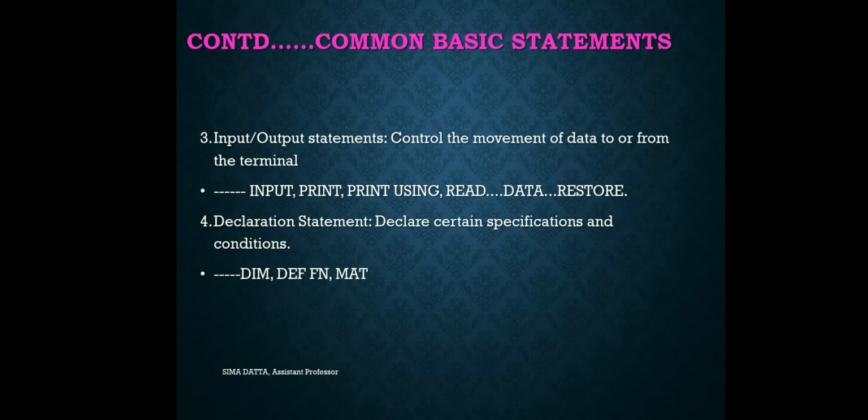The last type of basic statement is the declaration statement. Declaration statements declare certain specifications and conditions. So in basic programming, it may require that you declare any special type of condition, or you need to define any special type of specification. So for these things, declaration statements are used. For example, dim actually comes from dimension, then define function, which is written as def, then fn means function, then mat came from matrix. So these are a few declaration statements.